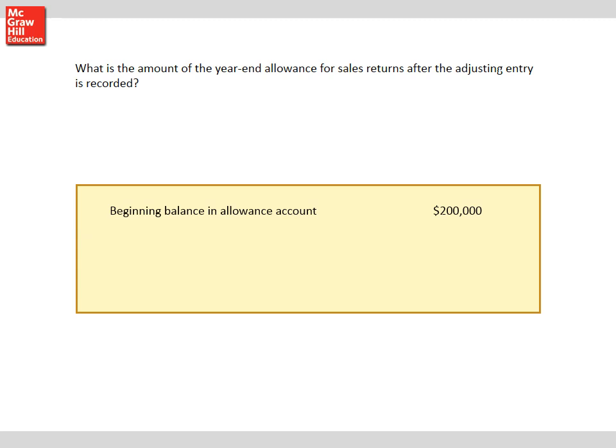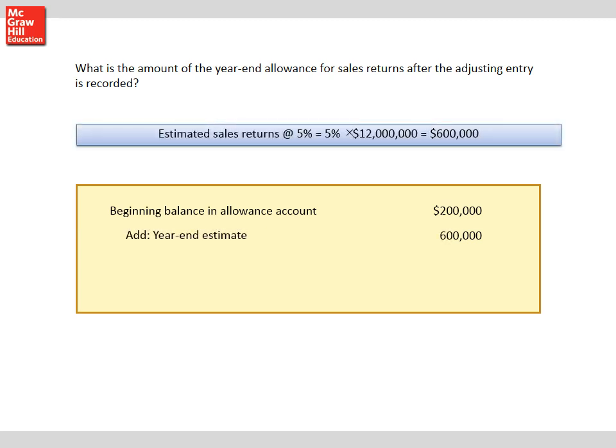Now, what is the year-end allowance for sales returns after the adjusting entry is recorded? It started with a balance of $200,000. It had a year-end estimate of $600,000, but $400,000 were actually returned. Ending balance in the allowance account, $400,000.